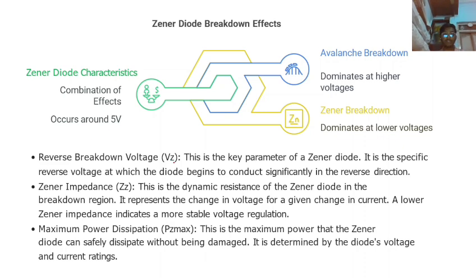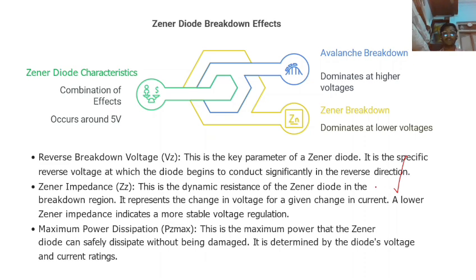Reverse breakdown voltage is denoted by VZ. This is the key parameter of a Zener diode. It is the special reverse voltage at which the diode begins to conduct significant current in the reverse direction. Zener impedance is denoted by ZZ. This is the dynamic resistance.